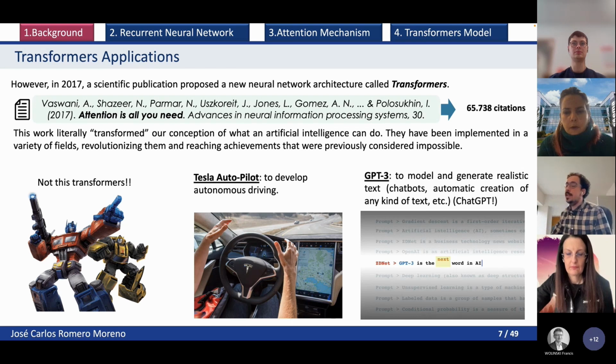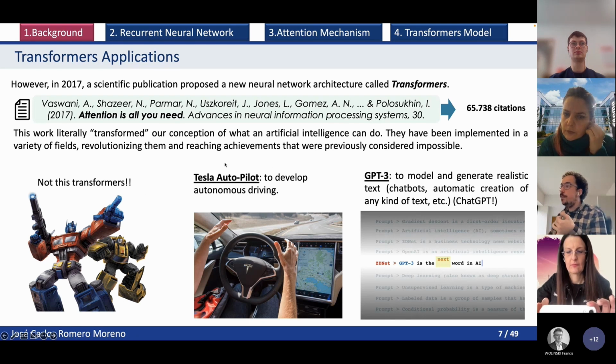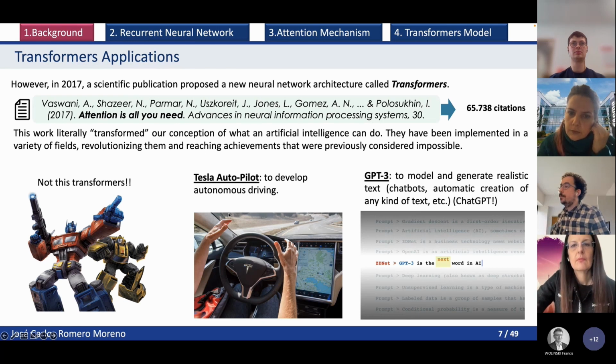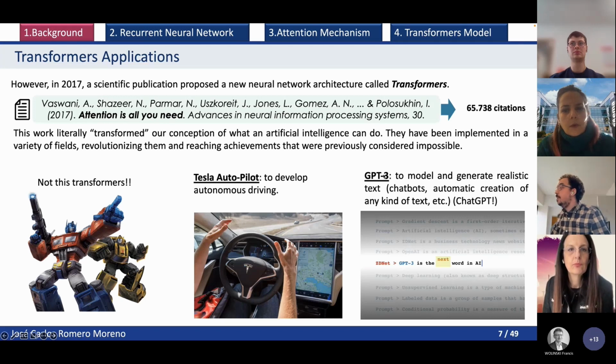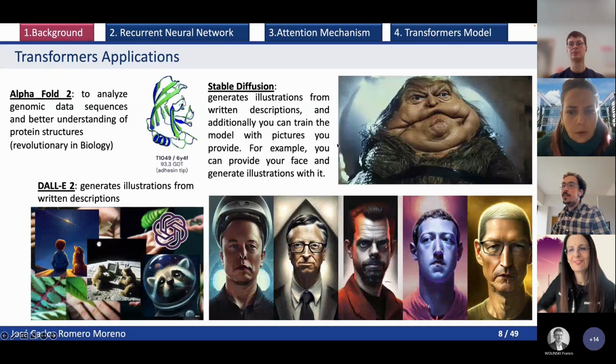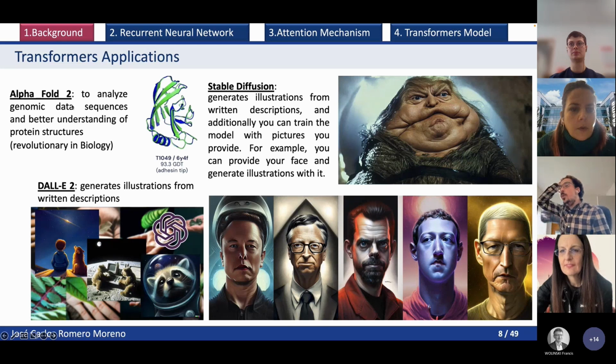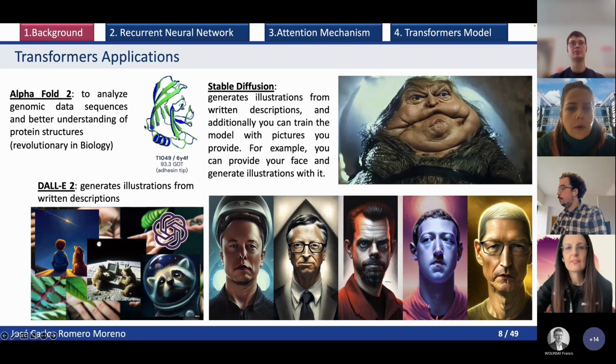And in just 5 years, they have been implemented in many fields, and they have had huge success. For example, part of the Tesla Autopilot, used to develop autonomous driving, uses transformers. The most interesting for us is GPT-3, which is part of ChatGPT. It's a model to generate realistic text. Also, in the field of biology, they have developed AlphaFold 2, which has made a huge revolution in biology because it's used to model the structure of proteins.